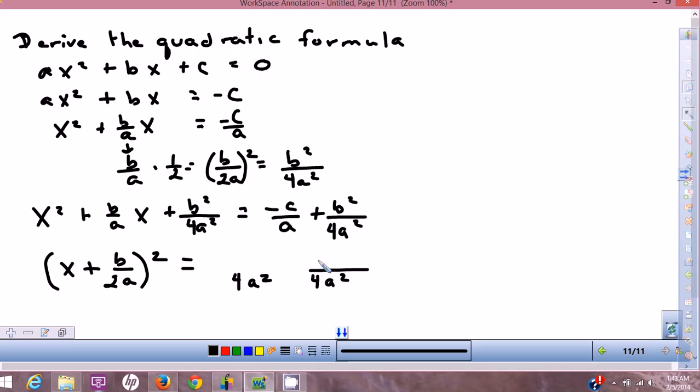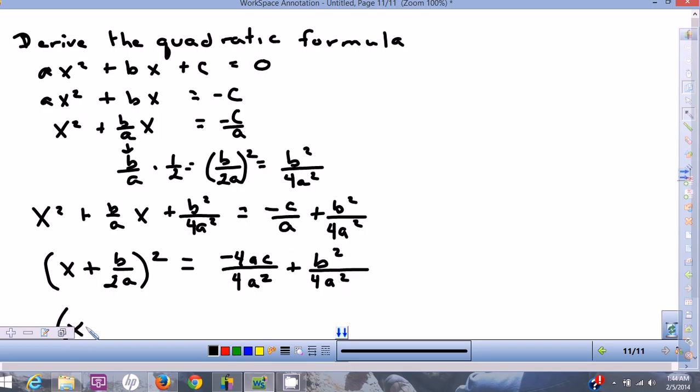I don't have to change this b squared. It's already got the right denominator. But I'm changing a to 4a squared, so I'm going to multiply this negative c by 4a. So now I'm going to have negative 4ac on that particular side. All right, now let's turn this into one fraction on this side. Let's not change this in this step. We'll just leave it like it is.